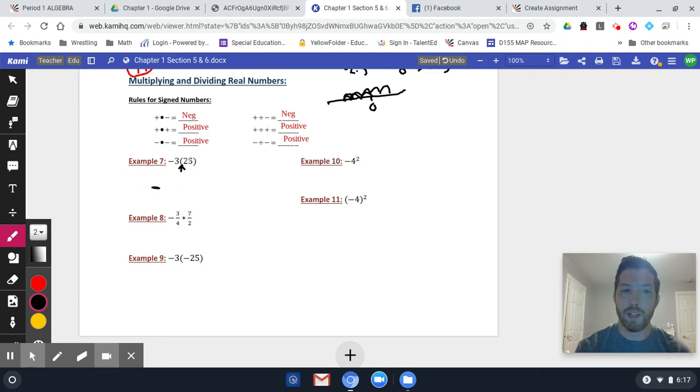So then we have to do negative 3 times 25. And you can think of that as money. You can think of that as quarters, right? How many quarters is 3 quarters? Or you can use your calculator. But I know that 3 times 25 is 25, then 50, and 75. So it's going to give us negative 75 as our answer.